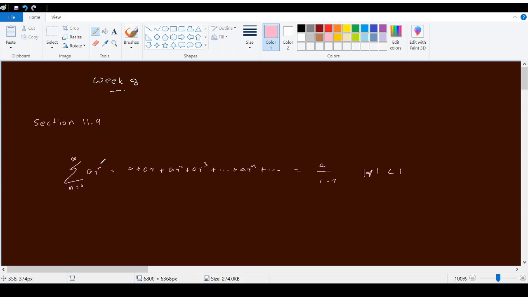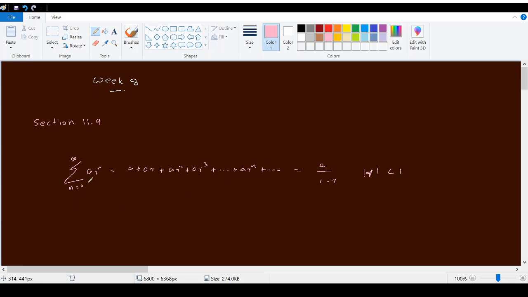Remember, if we have this format a times r to the power n, which is the geometric series, we were able to show that the sum of a geometric series is equal to a divided by 1 minus r, for the common ratio with the modulus less than 1.